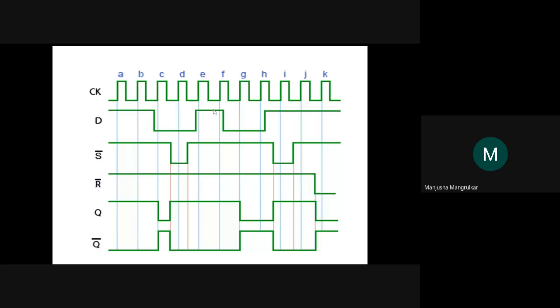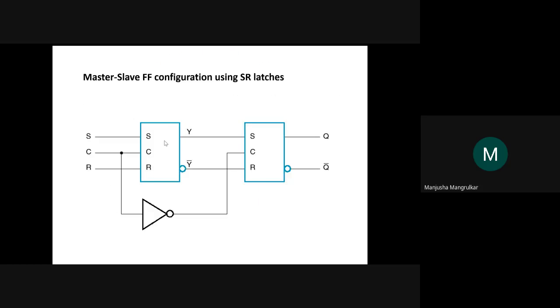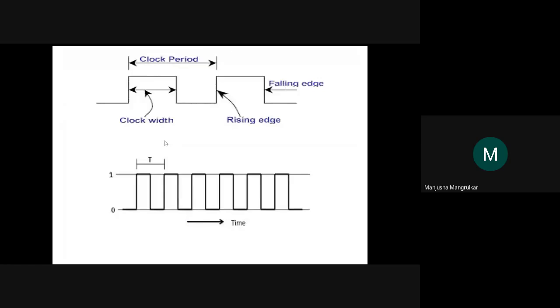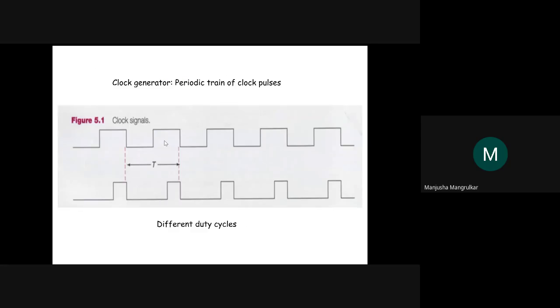For any flip flop, these waveforms we should draw: A, B, C, D, E, F, G, H, I, J, K. This is a clock pulse, right? This is your D and SR flip flop. Suppose D means what? It is just giving the reverse condition to the SR, right? That is a D flip flop, as we have seen here. It has only one input.